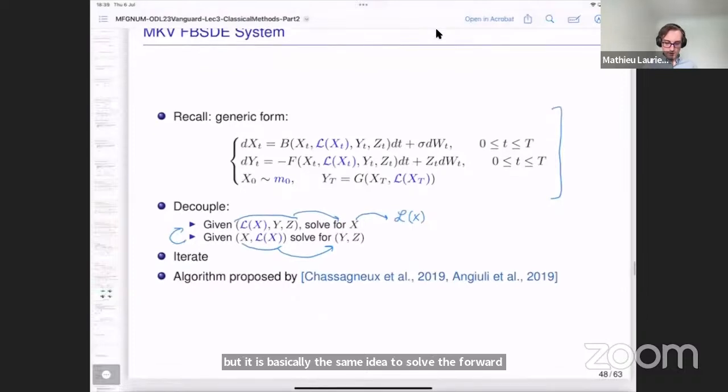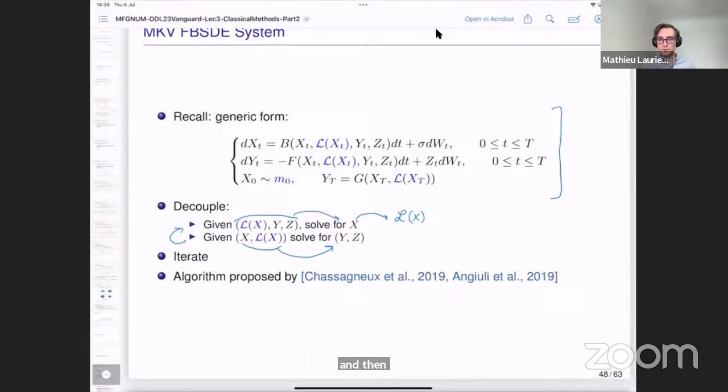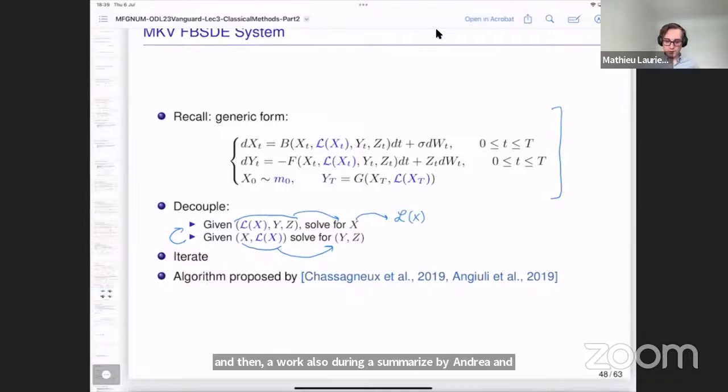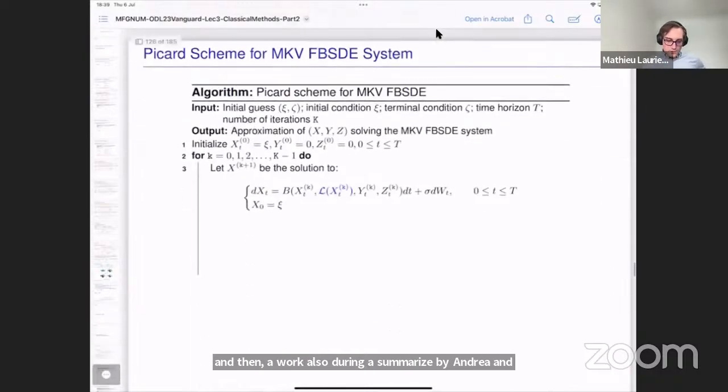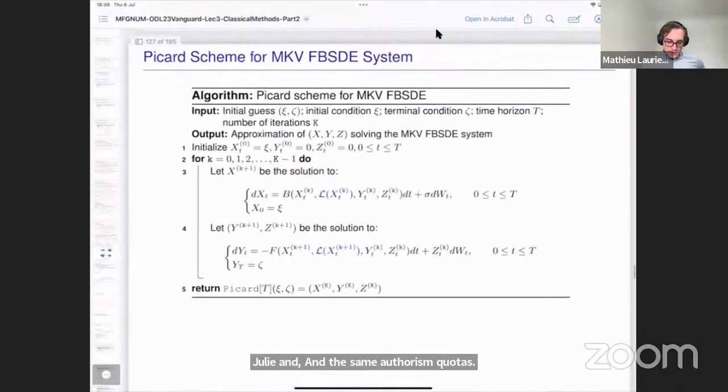Here, the presentation is based on a paper by Jean-François Chassagneux, François Delarue, and Dan Crisan, and then a work also during the SMRX by Andrea and Julie and the same authors and co-authors. So here is a Picard scheme. Intuitively, it's just what I described before. Given the law of X and Y and Z, you can solve for X, and then you solve the backward equation.